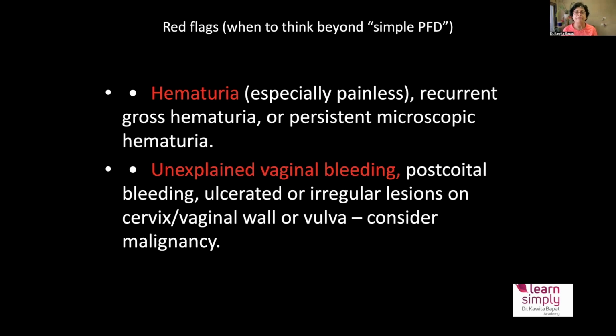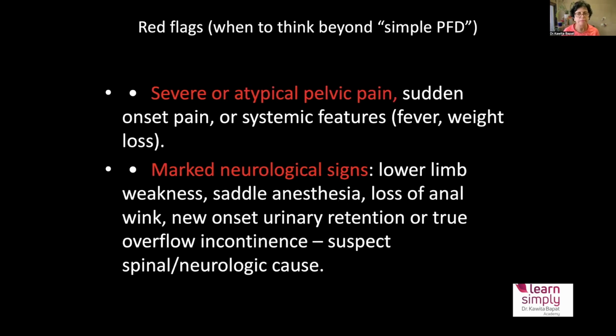Now, what are the red flags when we talk about simple pelvic floor disorders? First is hematuria, especially painless, recurrent gross hematuria, persistent microscopic hematuria, unexplained vaginal bleeding, postcoital bleeding, ulcerated or irregular lesion of the cervix, vaginal wall, or vulva, consider malignancy. Then severe or atypical pelvic pain, sudden onset of pain, systemic features, fever, weight loss. These are the red flags.